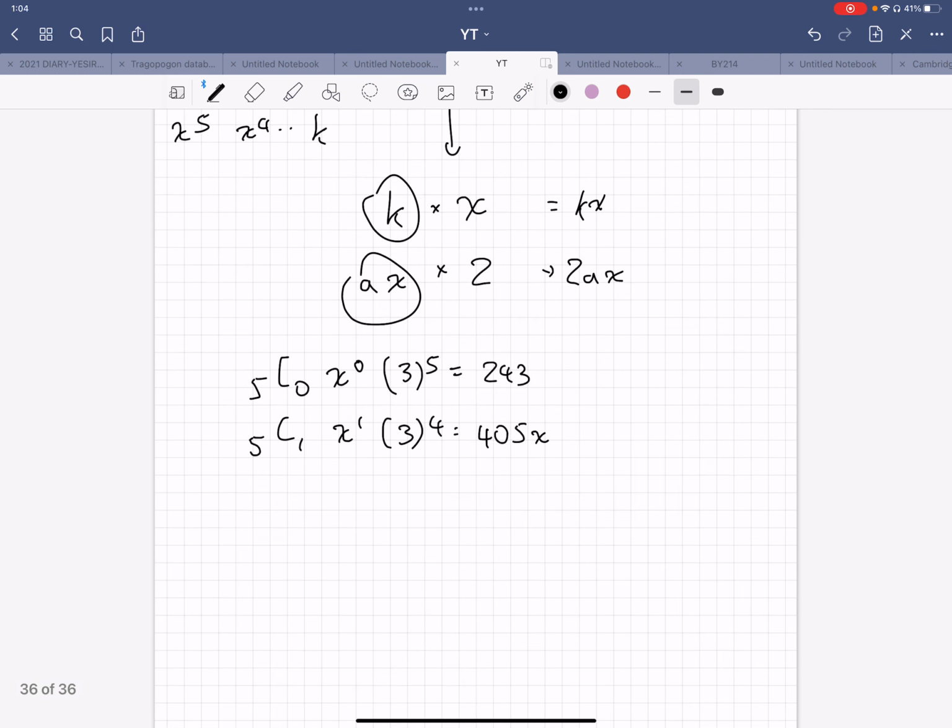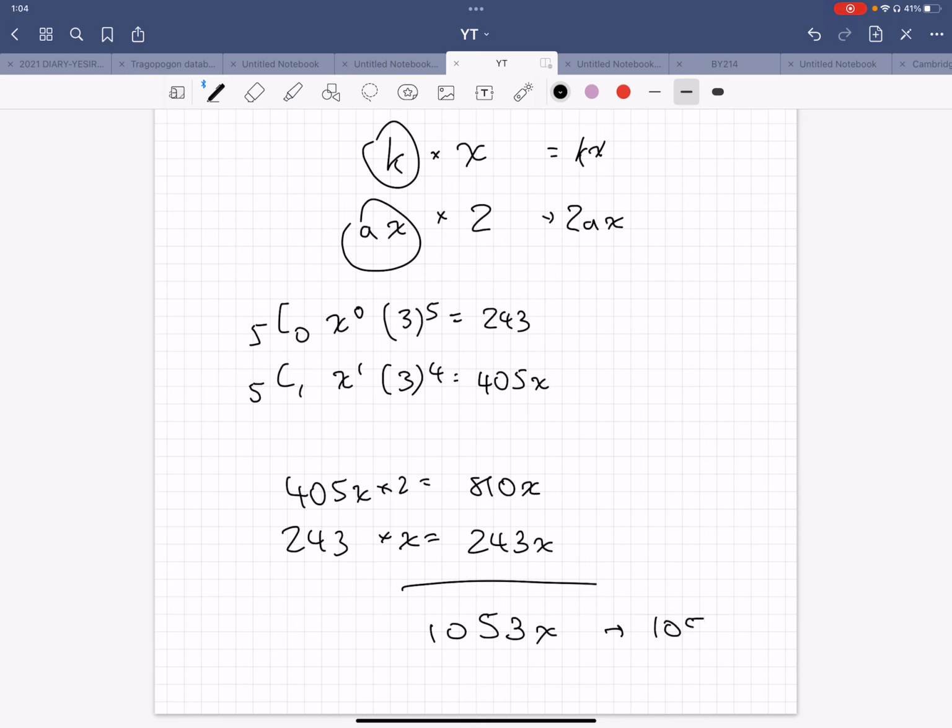So now we can just multiply them together. 405x times 2 gives 810x. 243 times x gives 243x. So if we add them up, we should get 1053x. And so our coefficient is 1053.